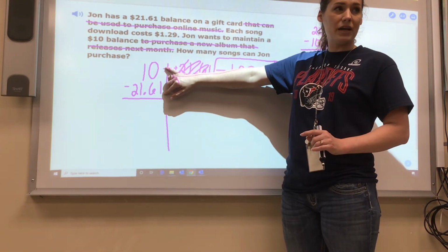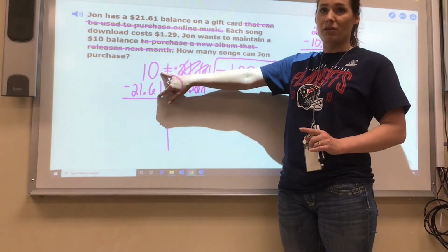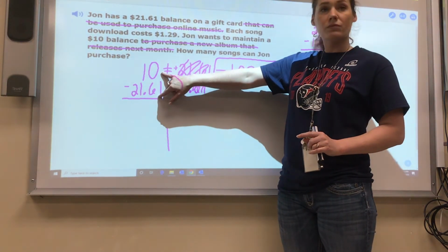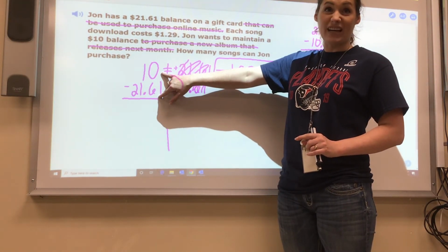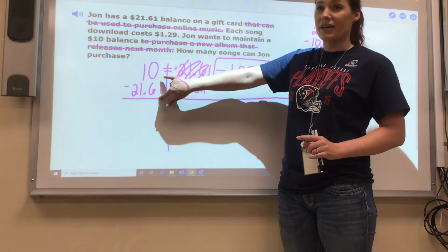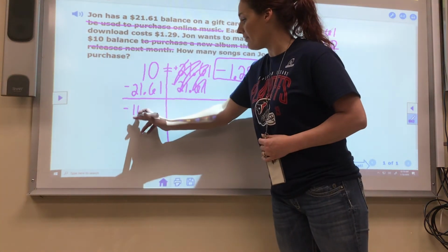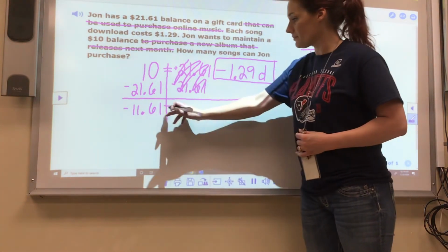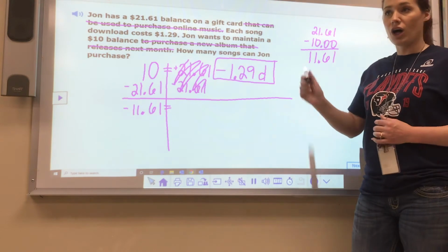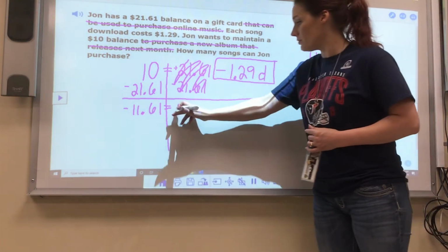We're still working on making sure when you add these and when you subtract these. Why am I subtracting these two numbers instead of adding them? Eliana? Because they're of opposite sign. Yeah. Positive sign, negative sign. So we use subtraction. When we subtract, we would get negative 11.61. On the right, negative $1.29D.